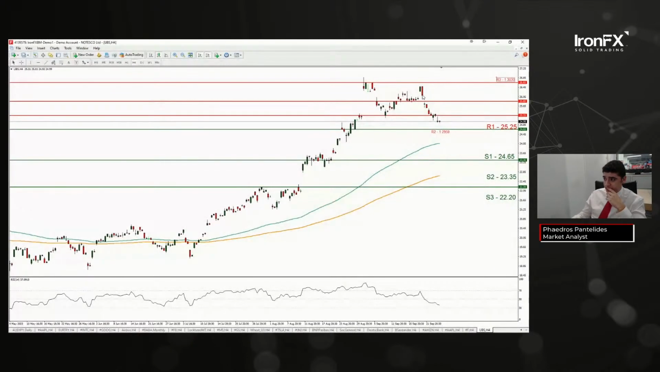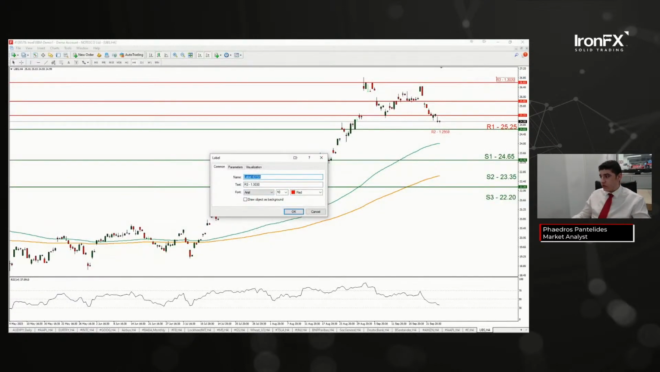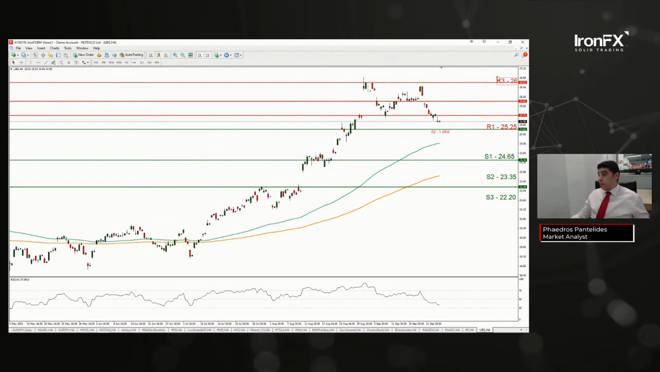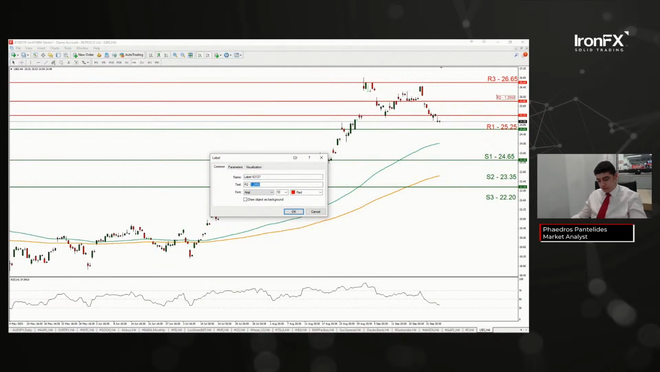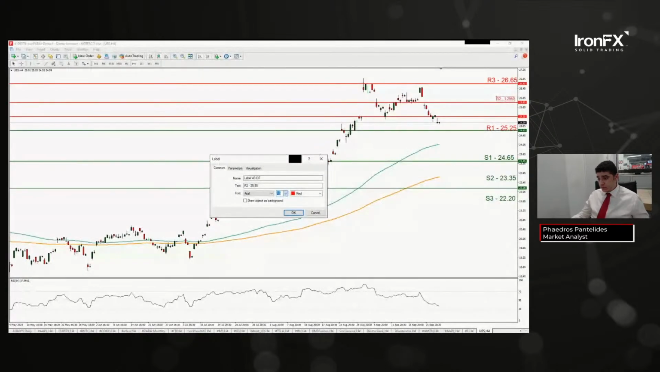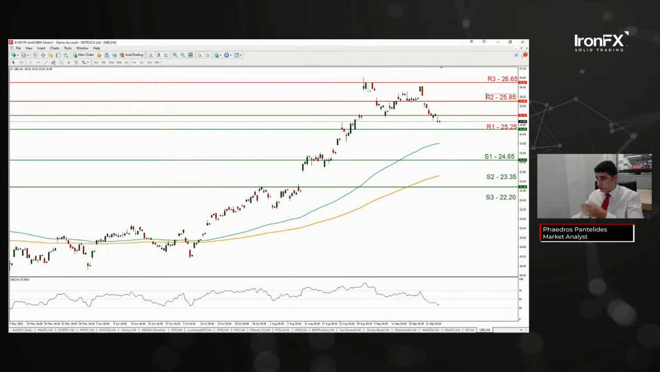If it breaks above, I would expect it to face some resistance, as we said before, around here, and then aim for the final resistance level at R3 at the 26.65 level. So this could be the 26.65 level, then the 25.85 level for R2. And it's just making this a bit more easier on the eyes.